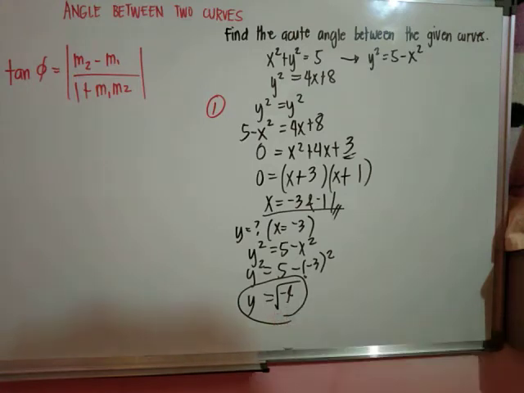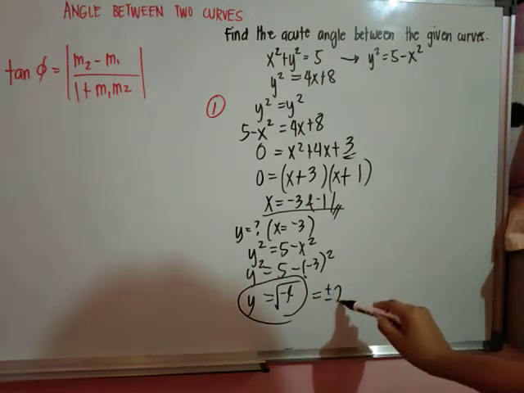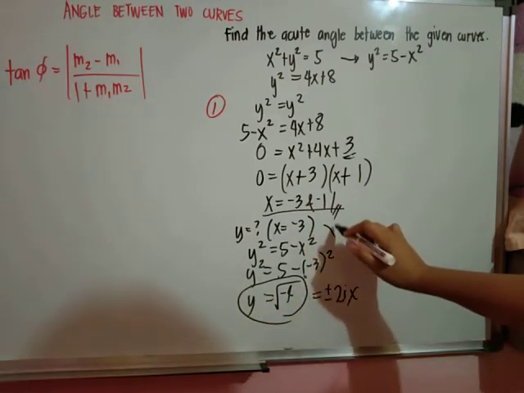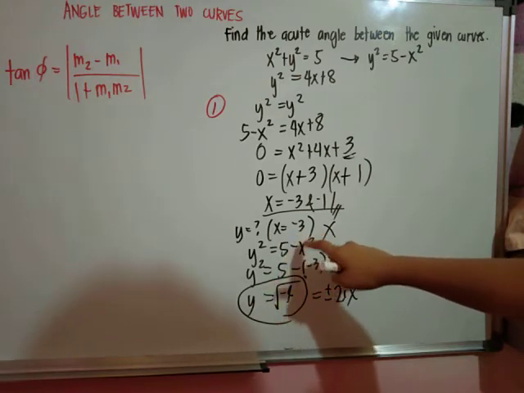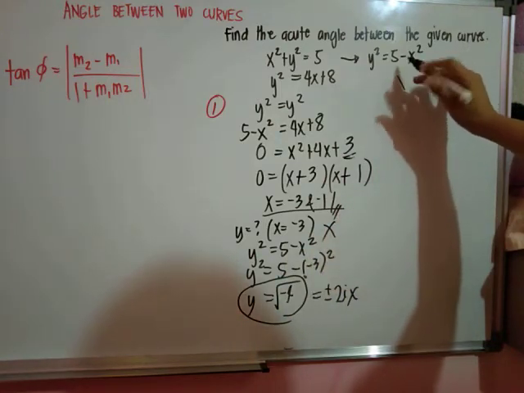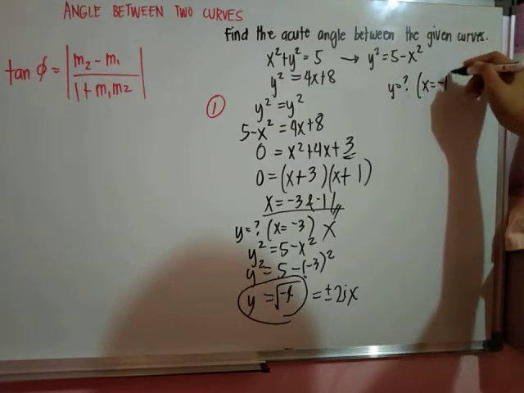Kasi, di ba, wala tayong square root ng negative number. So, magiging positive negative 2 ang sagot. Hindi natin ito gagamitin kasi ang kukunin lang natin ay yung may mga real number na sagot. So, hindi pala tayo makakakuha ng point of intersection dito sa value ni x equals negative 3.